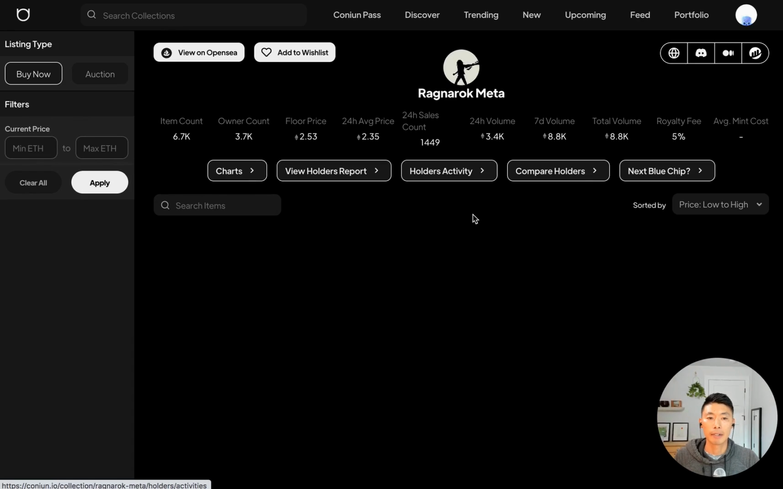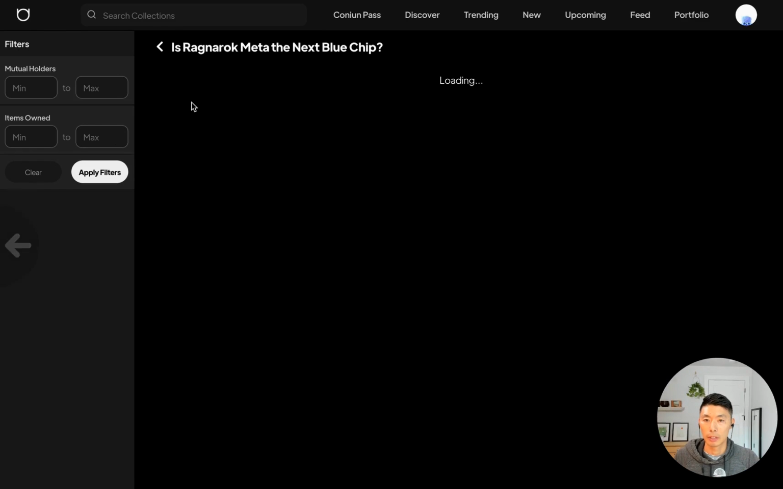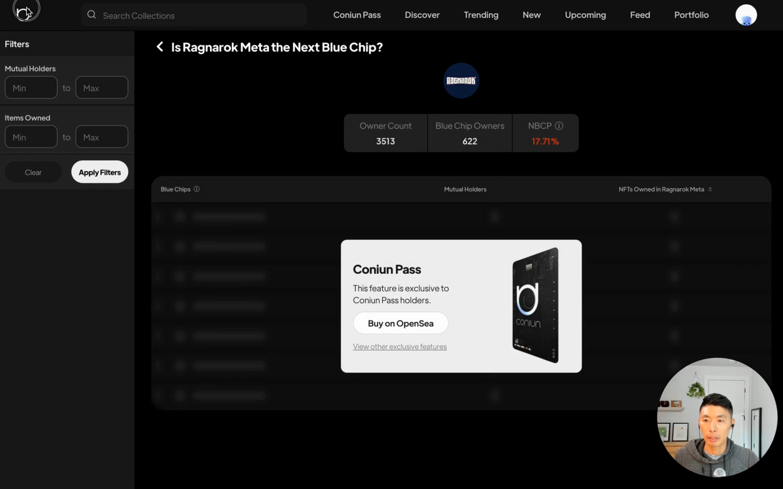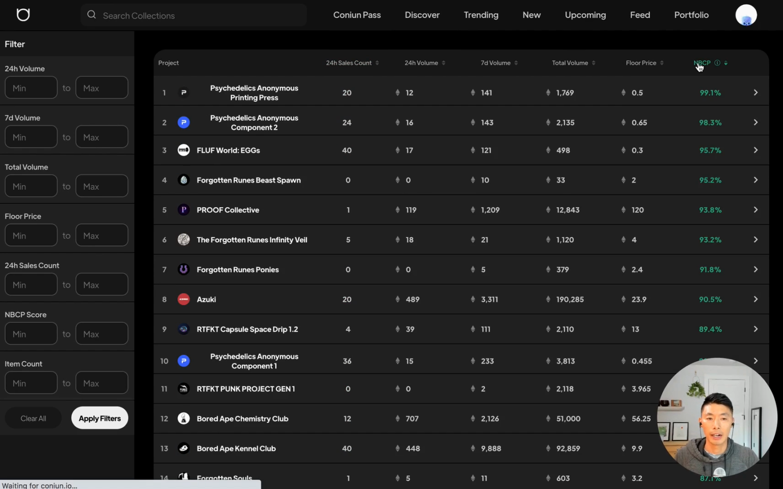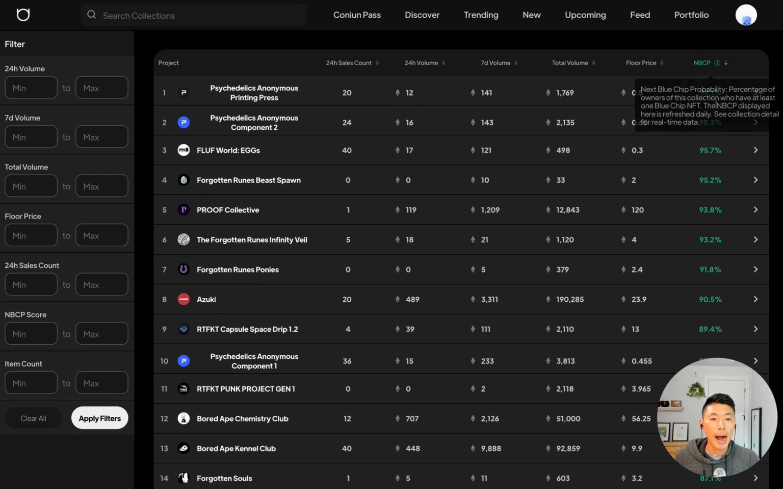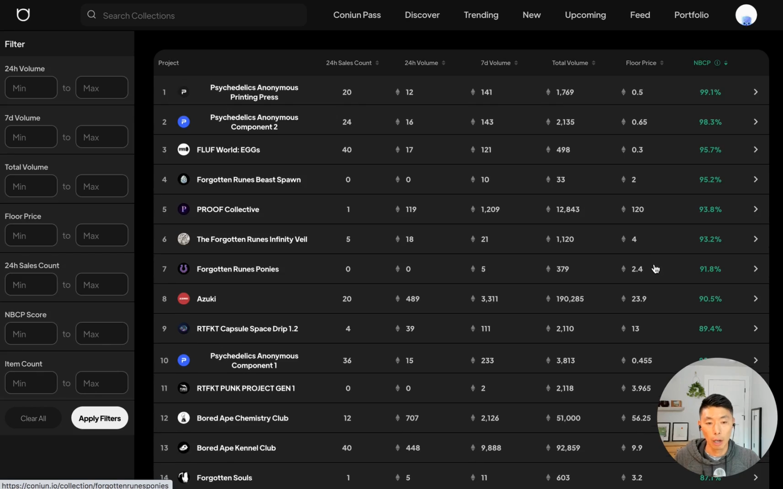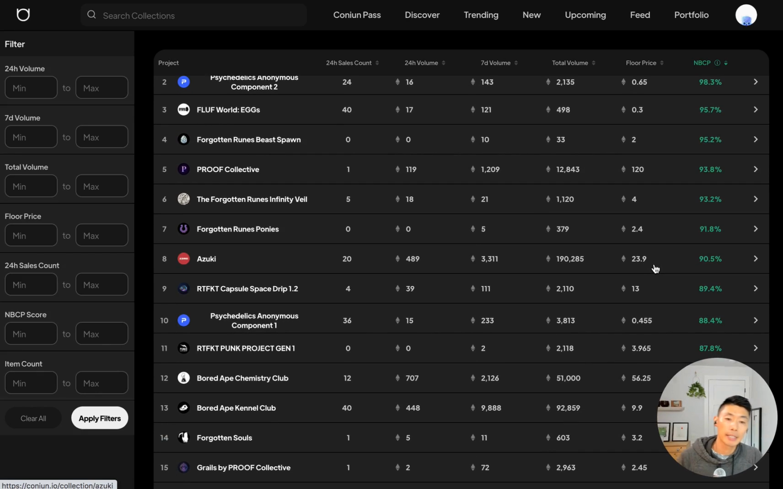So you can see if you are, let's go back. If we're filtering here by next blue chip probability, and this is again just one data point, high next blue chip probability. These definitely are blue chips, or not blue chips per se, but we can consider Azuki, for example, a blue chip. But if we have a high next blue chip probability and a relatively low floor price, maybe that's an opportunity to get in. So what was it here?